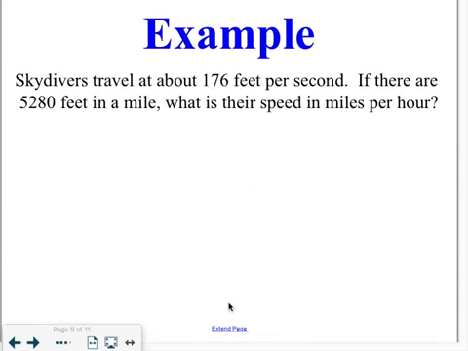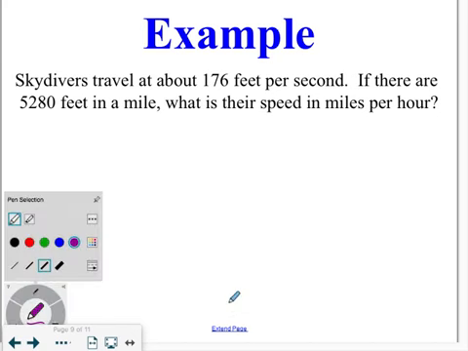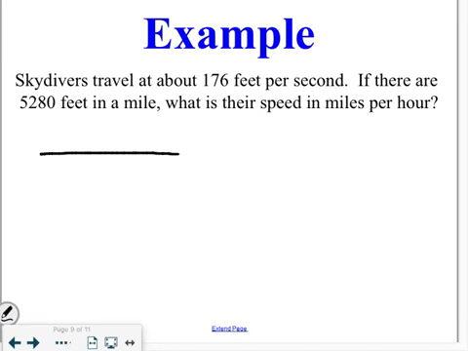Last type of example we are going to look at is skydivers travel at 176 feet per second. If there are 5,280 feet in 1 mile, what is their speed in miles per hour? So we are looking at, again, setting up our track to start. We've got that per. So we've got 176 feet per 1 second.